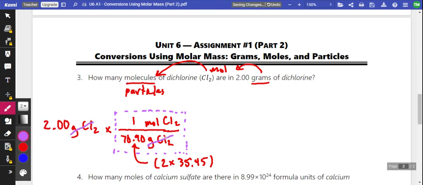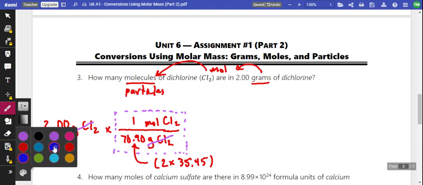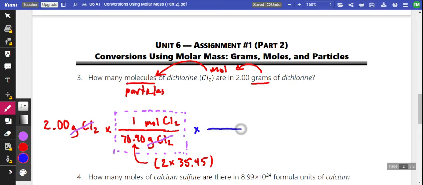If I take 2.00 times 1 divided by 70.90, I'll change my answer into moles of Cl2. But again, that's not really where we're ending. So we could say, okay, I'm going to stop here and get my answer for my moles and calculate that. But if we know that's not the answer that we want, we can also just string on another conversion. Now the unit we're trying to get rid of is this moles of Cl2, so I'm going to put moles of Cl2 on the bottom of the next fraction bar.